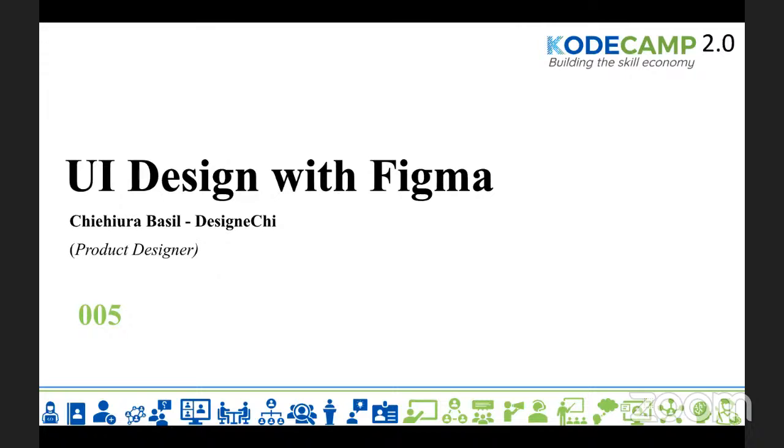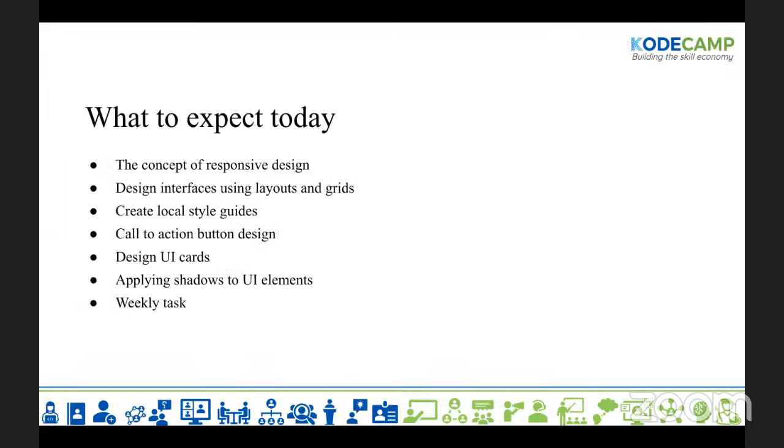Okay, awesome. All right, so today we'll be talking about the concept of responsive design, designing interfaces using layout and grids, because it's very important. Then how to create local style guides, and how to design call to action buttons. We'll do some practicals on Figma on how to do all of these, because they are all components of how you would design either a mobile application or a web application. Okay, so let's get started.